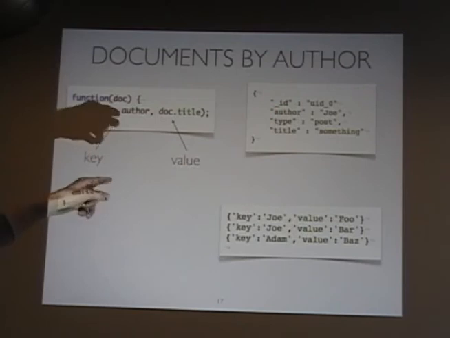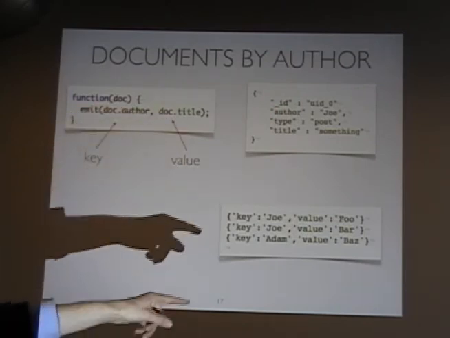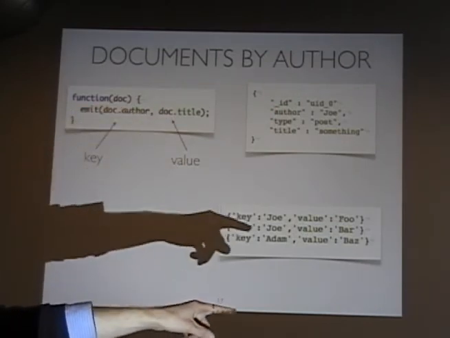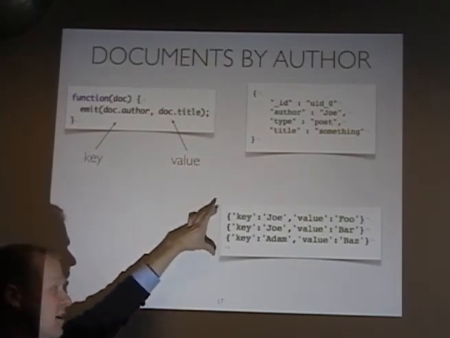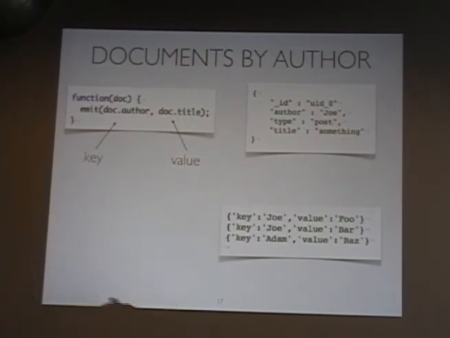You emit the author, which is the key, and title, and if you did that over a list of documents, you'd get something like this. So in a single GET request, you can get the list of all the titles for all the authors, or choose a key range into that. Okay, so you can get subsets of the information in a very straightforward single GET, which then can be cached, you know, however you want them to be.